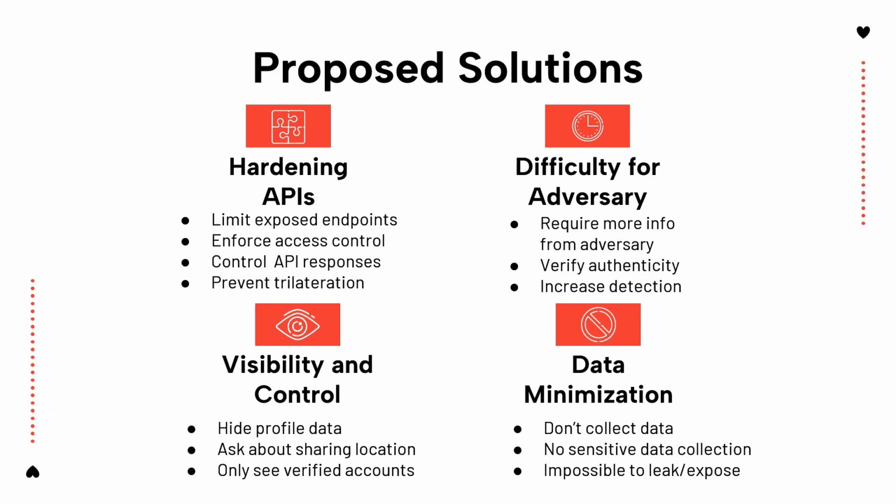The last solution that the researchers suggested was to minimize the data collected, which is the most effective strategy, because if you don't collect data in the first place, it is impossible to leak or expose the data, which would increase privacy protection substantially. And popular apps such as Tinder already don't collect sensitive data. They only provide approximate locations and they don't collect sensitive data attributes, and yet it is still a very popular app, so this is something that can be done.